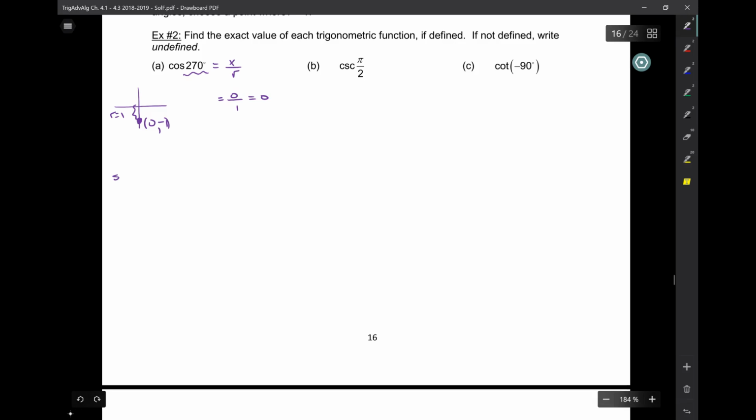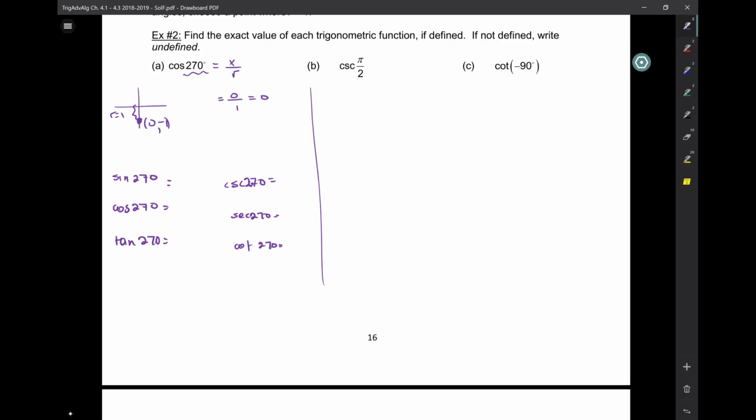Okay, so just for fun, why don't I have you go and do all 6 of these? Because why not? Just for 270: sine, cosine, tangent, cosecant, secant, and cotangent. You mean the radius? We're calling it radius, which is 1 in this case. So why don't we go ahead and do these?